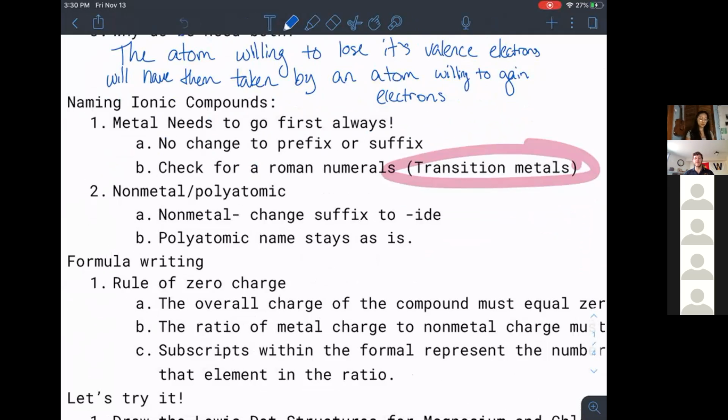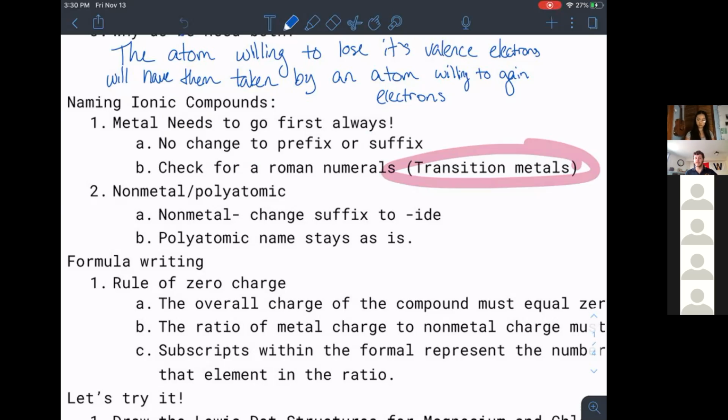Now, the second part of the name is going to be the nonmetal or polyatomic. Nonmetals, just like covalent bonds, you change the ending to -ide, but this time you don't add a prefix. So if we have chlorine, it will become chloride. Oxygen becomes oxide, but nothing else will change with the nonmetal.